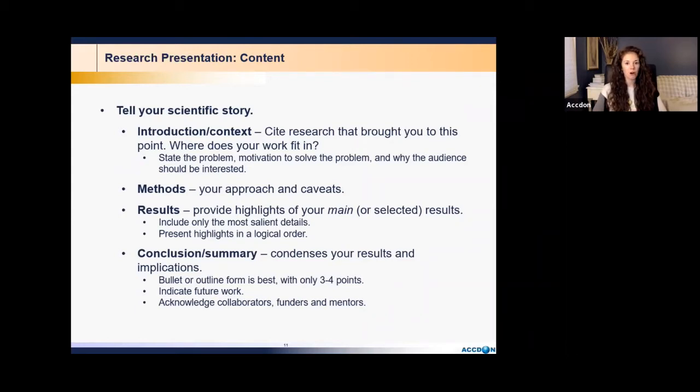And then lastly, you always want to end your talk with a conclusions or a summary slide, which simply condenses your results and the implications of your findings. We recommend bullets or outline form is best, and this should really only be 3 to 4 points. Again, you do not want a slide that's full of text where your audience members are reading the text and not listening to you. This is also where you should indicate your future work, so that would be 1 of your 3 or 4 bullets. And it's also important to always thank the audience and acknowledge your collaborators, funders, and mentors as part of your conclusion or summary slide.